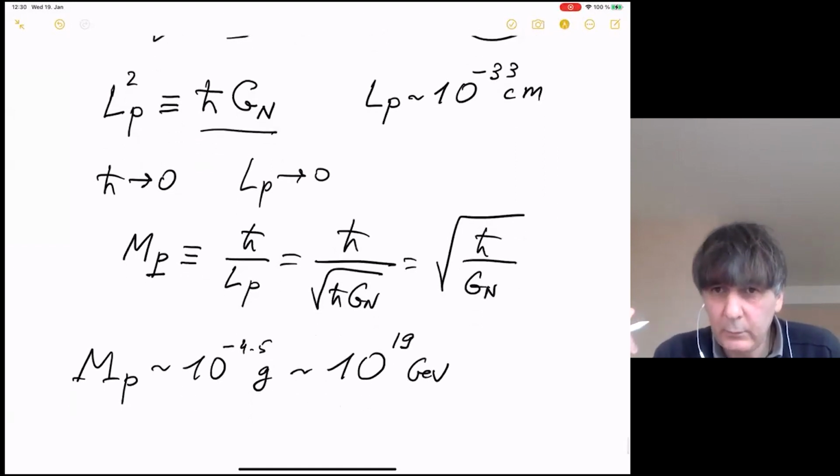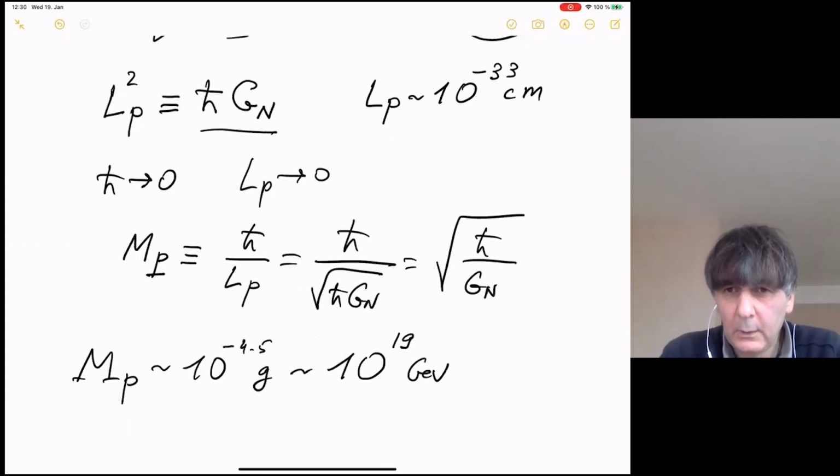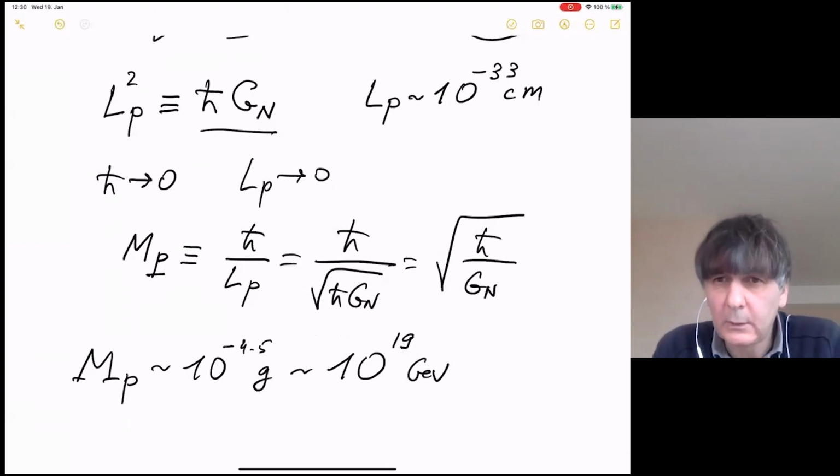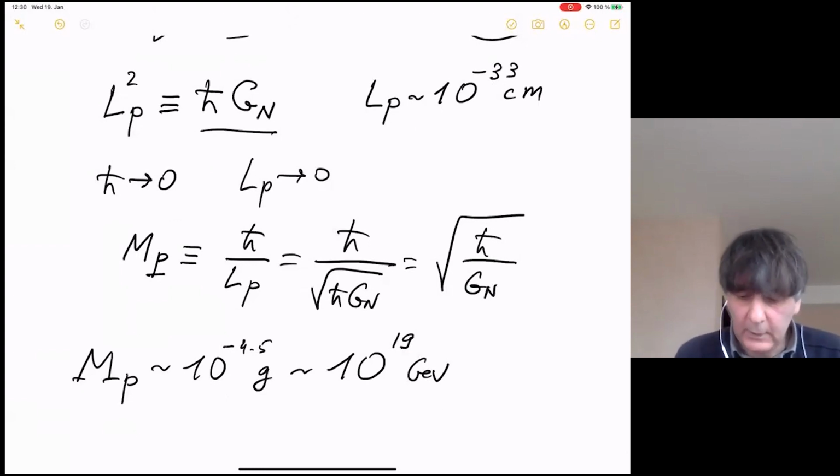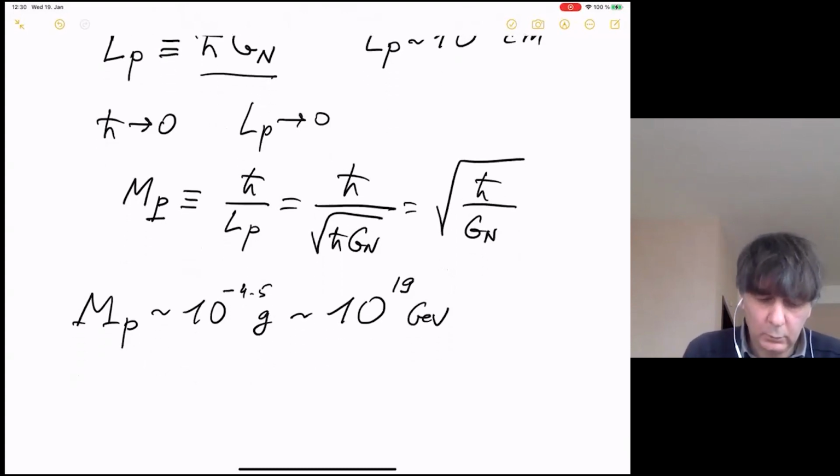Now, 10 to the 19 GeV is an enormous mass for particle physics. This is 19 orders of magnitude higher than the mass of the proton, for example. So it's a huge mass scale. So therefore we can use, instead of Newton's constant, now coming back to units of h bar equals 1.